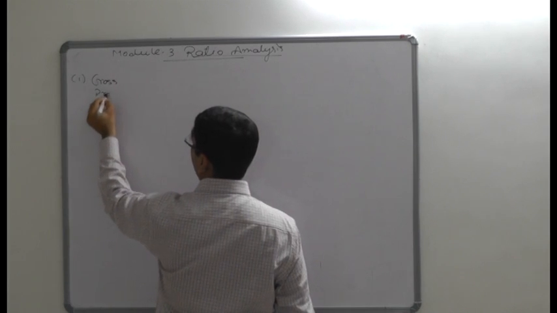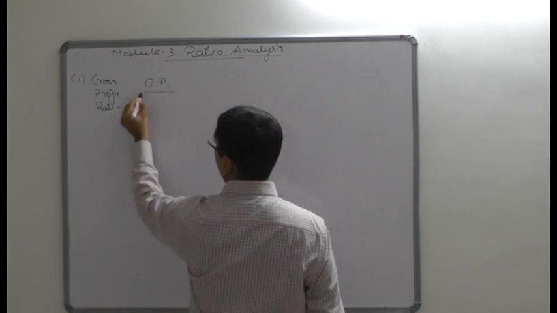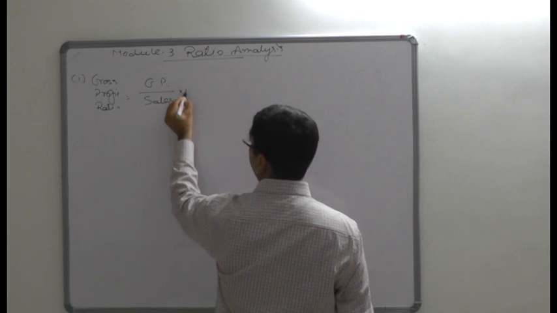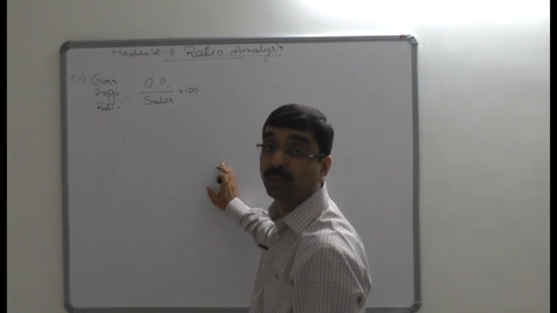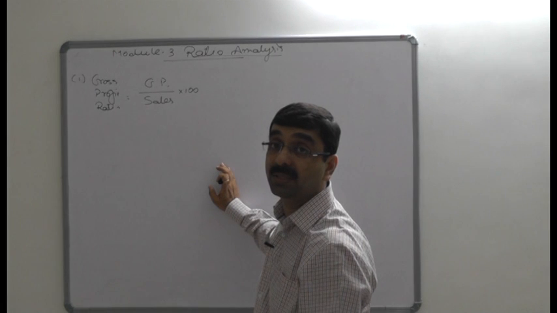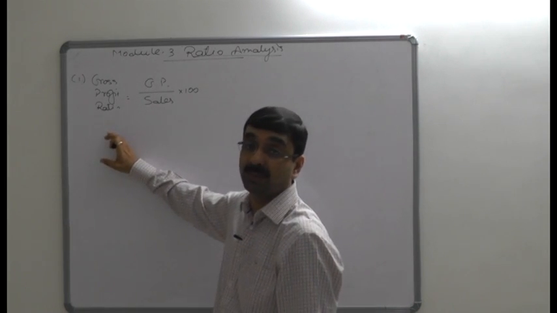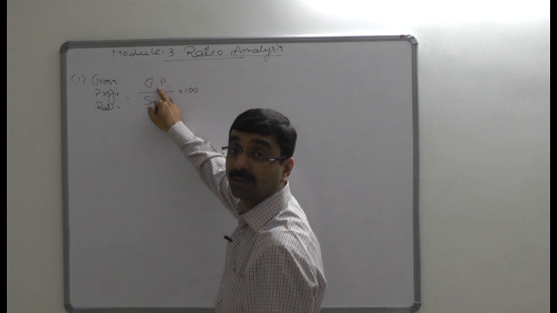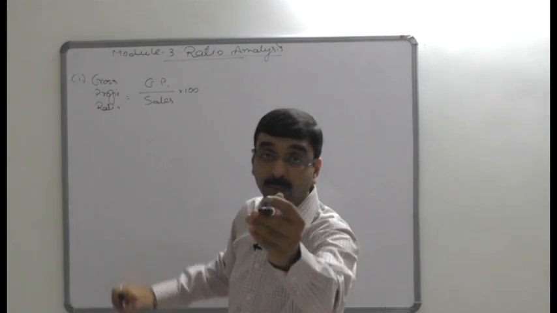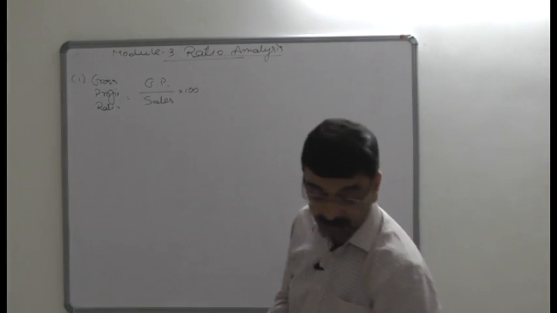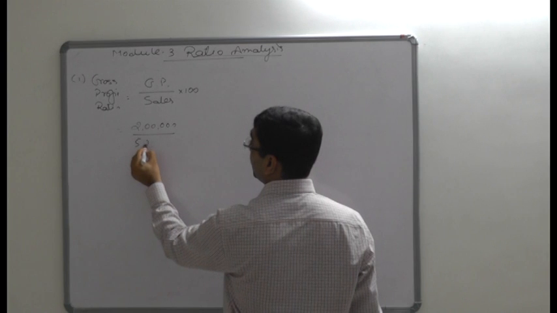The first is gross profit ratio. Gross profit ratio reflects the gross profitability of the company, and gross profit is determined in comparison with sales. As I said, this is a revenue ratio. It means all the variables for the calculation are taken from the revenue statement only. Gross profit you can take from the trading account, and the sales is also available in the trading account. In your trading account, you have a gross profit of rupees 2 lakh and sales of rupees 5 lakh.